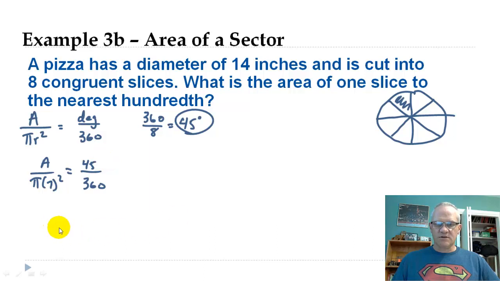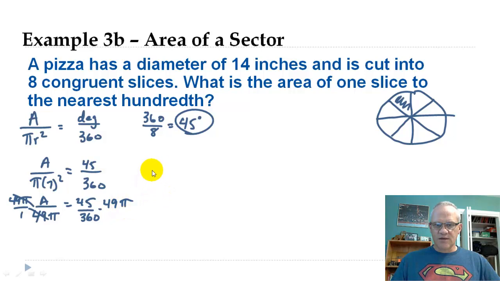Okay, now it's getting close to what we just had in the last section. 7 squared is 49, right? So we've got 49 pi on the bottom. Just to get area by itself, we're going to multiply by 49 pi on the top, which cancels that out, but we have to do the same thing to the other side. So we multiply by 49 pi over here.